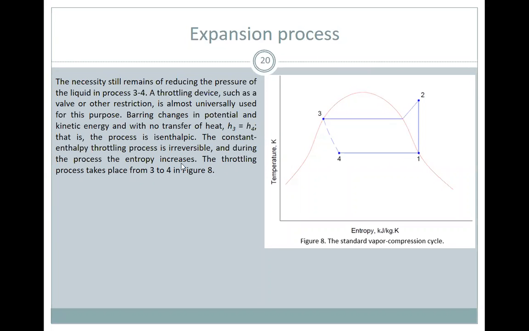Now, the constant enthalpy throttling process is irreversible. And during the process, the entropy increases. So the throttling process takes place 3 to 4 in figure 8. So, ibig sabihin, irreversible, pwedeng pa-iba siya, pero consider lang natin as an average. Irreversible kasi 3 to 4, ganyan pala yung itsura niya.